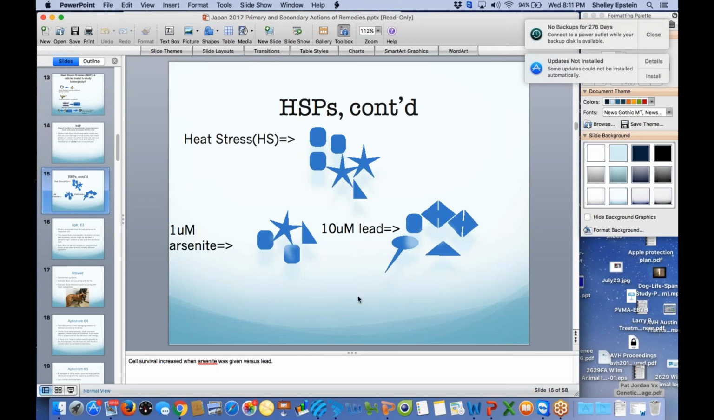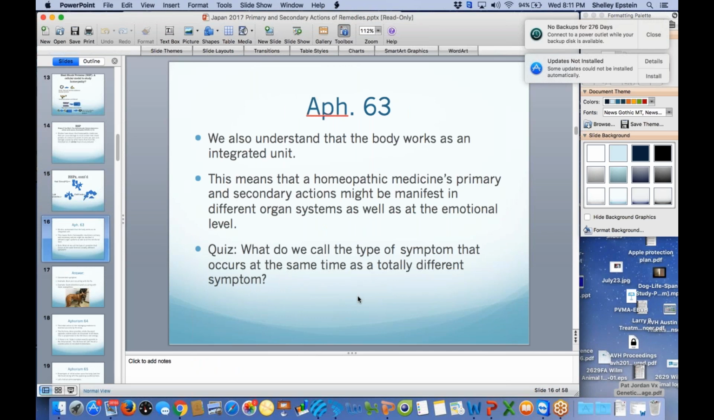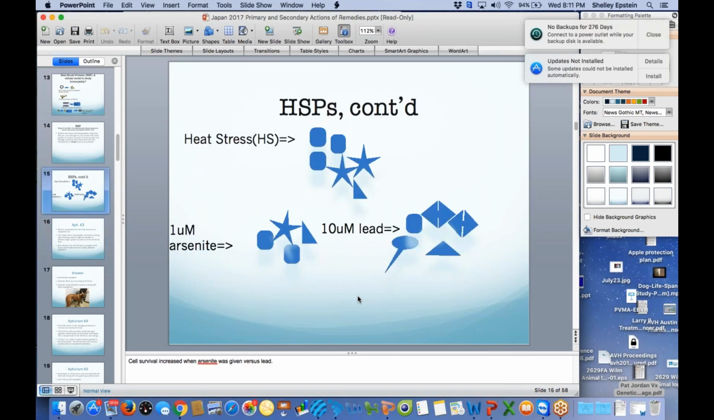Okay, everybody see that? So we understand that the body works as an integrated unit, and this means that homeopathic medicine's primary and secondary actions might be manifest in different organ systems as well as the emotional level. And actually, I do want to go back a second because I realized I didn't have one more slide in here, but what this basically means is if you apply heat stress to a cell and then you treat the cell with arsenite, you are going to get a much better curative response in that cell than if you treated that heat stressed cell with lead.